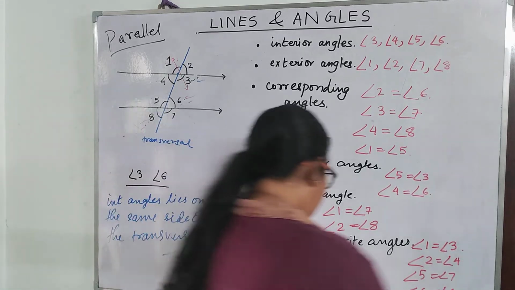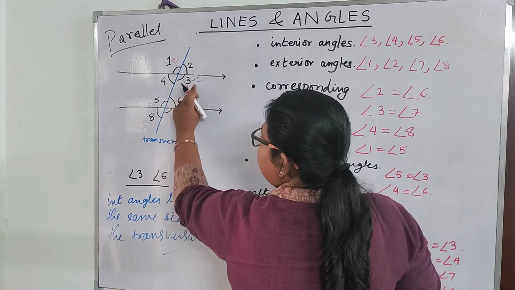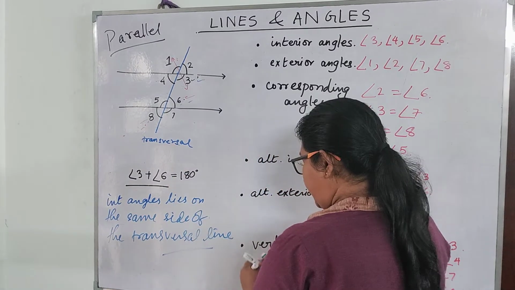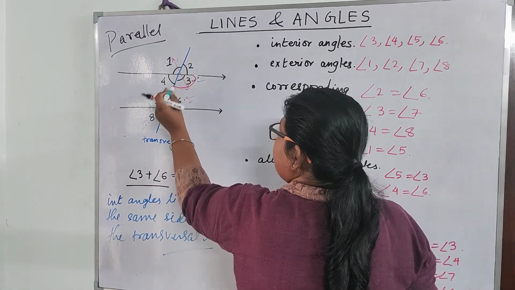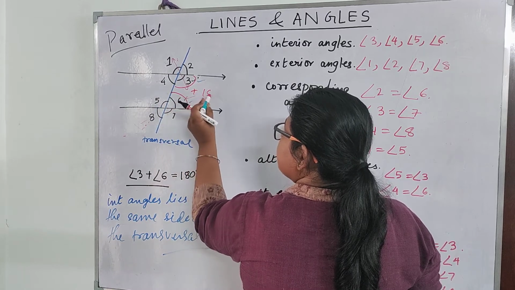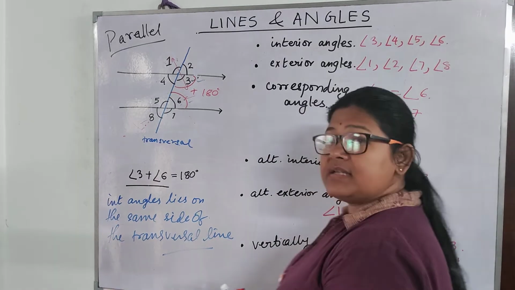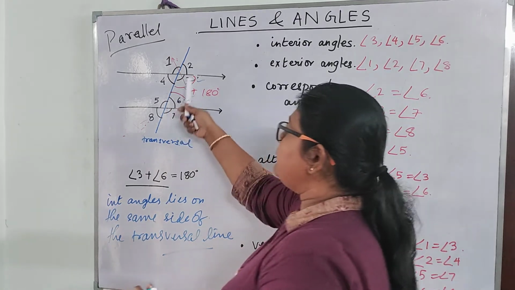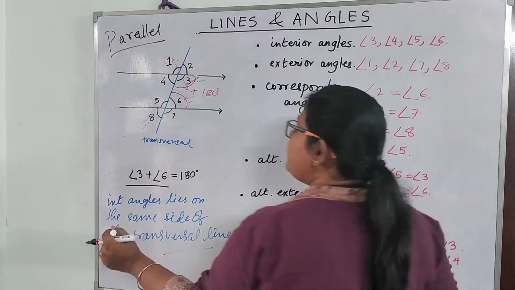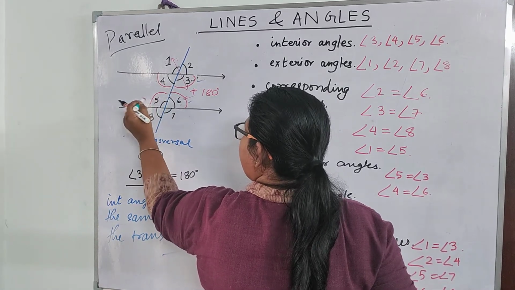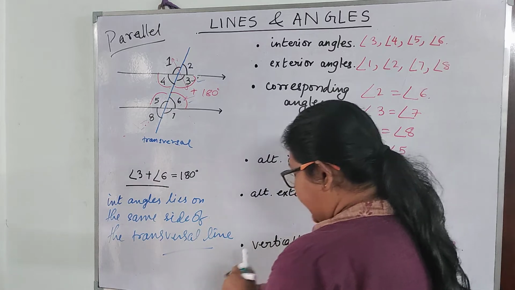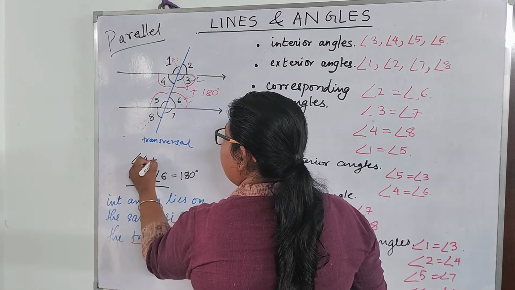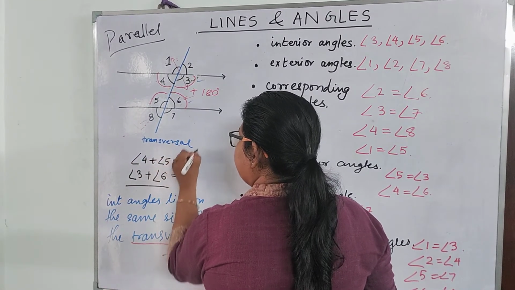But what is actually the relation of 3 and 6 and 4 and 5? What am I going to say? I am going to say that the addition of 3 and 6 will always be equal to 180 degrees. Okay? Angle 3, angle 6, their addition is 180 degrees. That means they are supplementary angles. Remember the way I told you what supplementary angles are? The addition of these two will always be 180. Similarly, angle 4 and angle 5 are also interior angles and they are lying on the same side of the transversal line. So I can say angle 4 plus angle 5 is equal to 180 degrees.